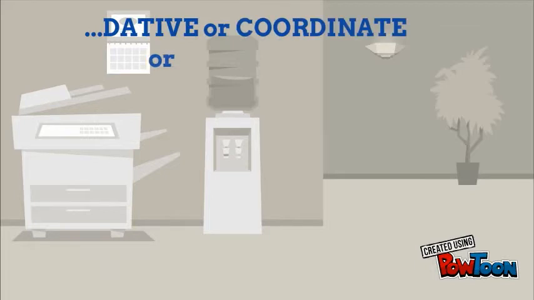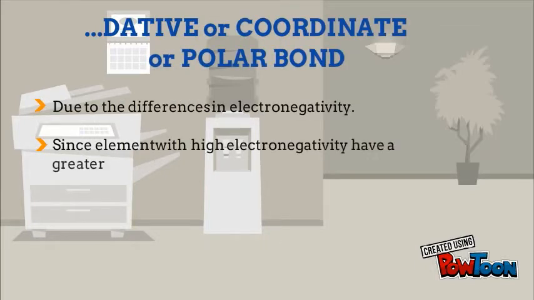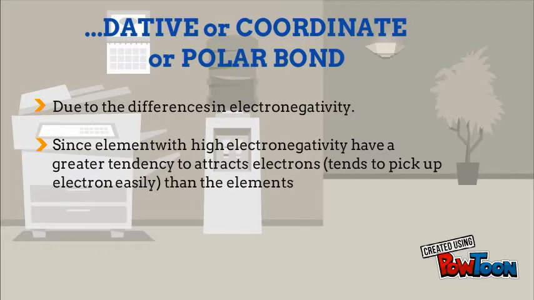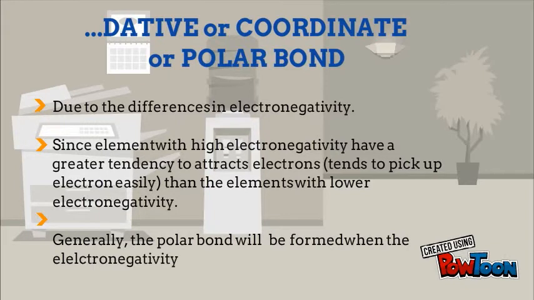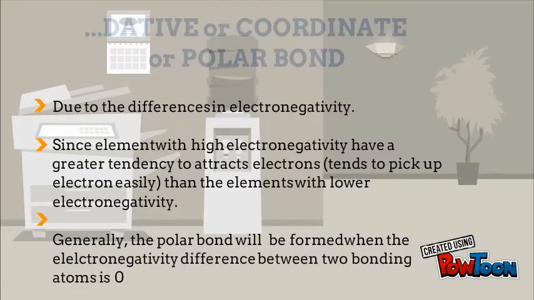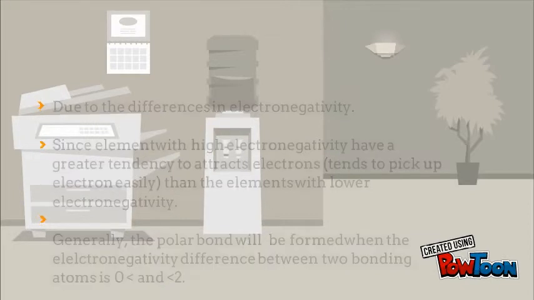Continue from dative or coordinate or polar bond. Why? Due to differences in electronegativity. Since an element with high electronegativity has a greater tendency to attract electrons, it picks up electrons more easily than elements with lower electronegativity. Generally, a polar bond will be formed when the electronegativity difference between two bonding atoms is large.